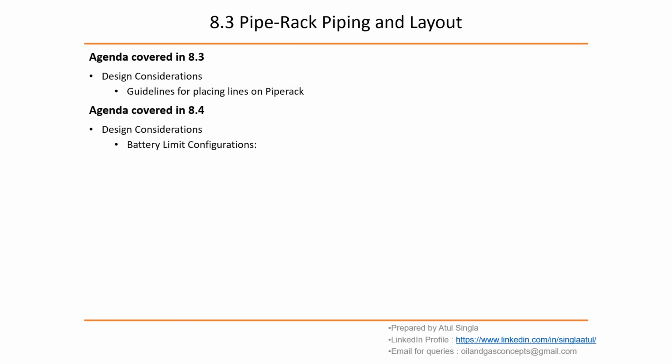So these were a few of the guidelines for placing lines on the pipe rack. In the next part, we'll try to understand what kinds of different battery limit configurations are available. So see you in the next part.